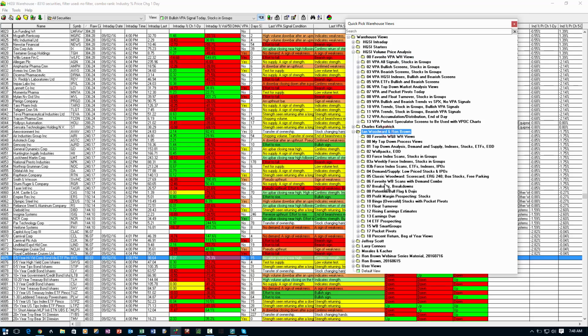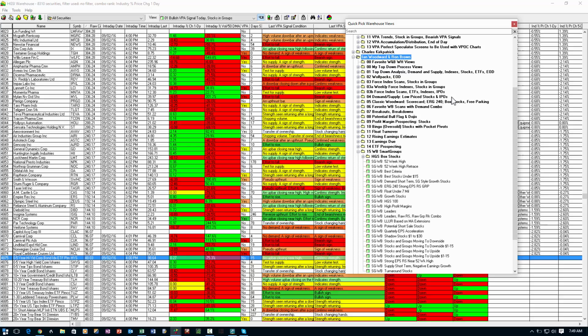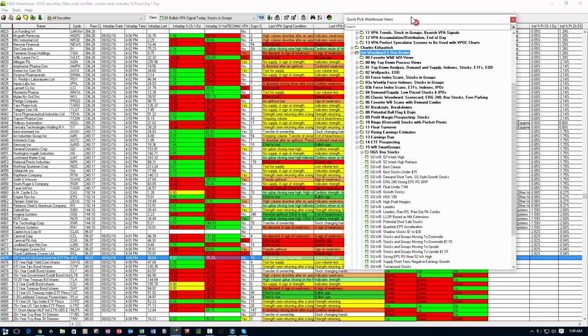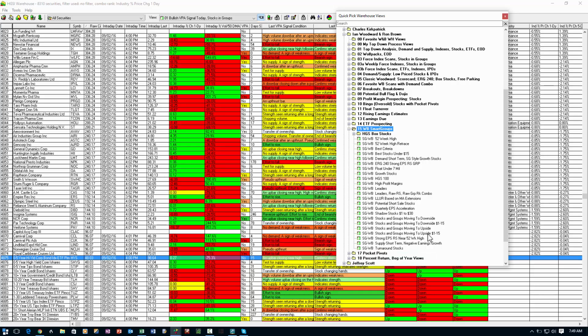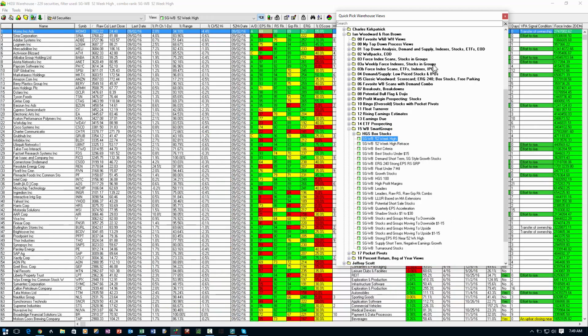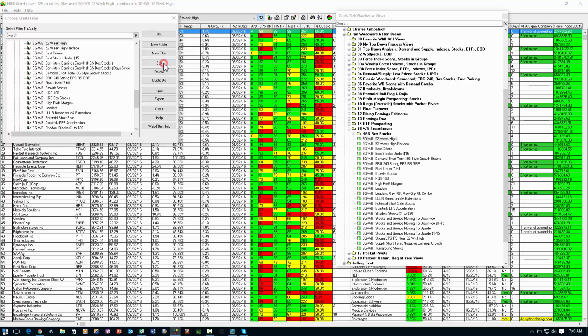Ian Woodward and Ron Brown, we put these together a long time ago, and they evolved over the years. I'm going to go down to the WB Smart Groups, and since we've been in such a strong market, I'm going to click on the 52-week high. This is the Woodward and Brown 52-week high Smart Group. You can see 229 securities hit a 52-week high based upon this.